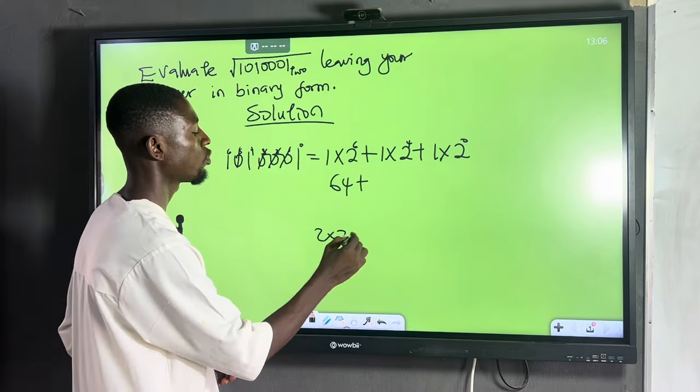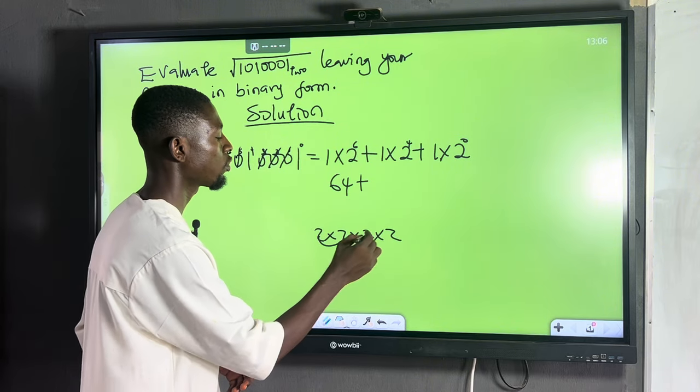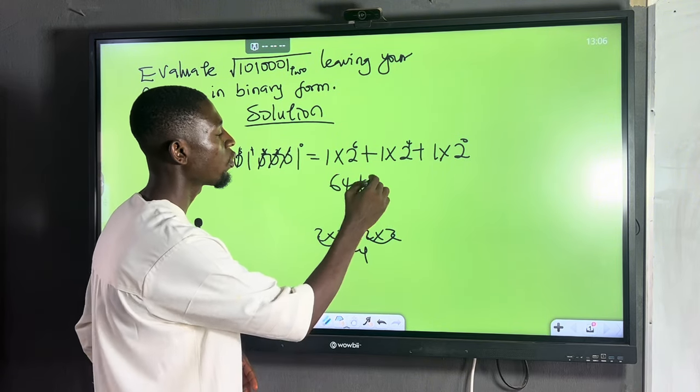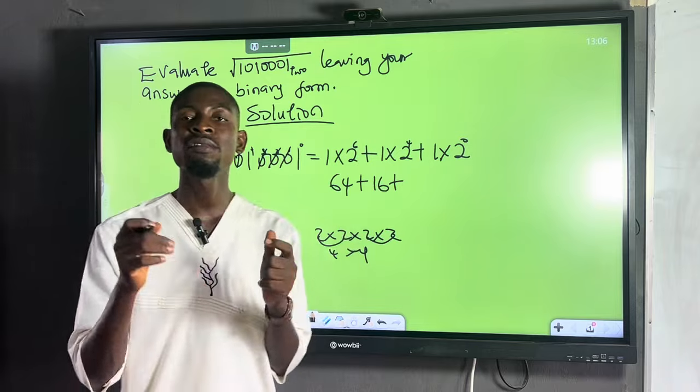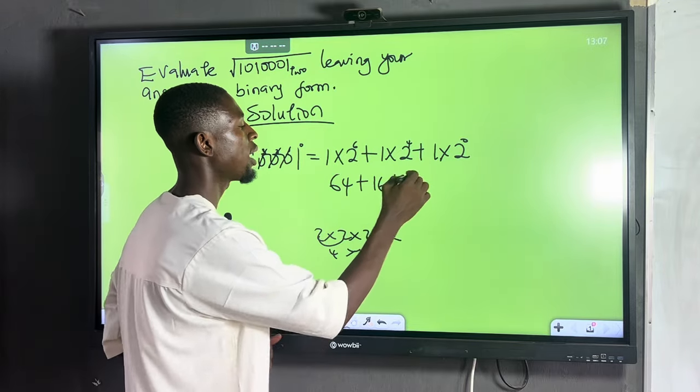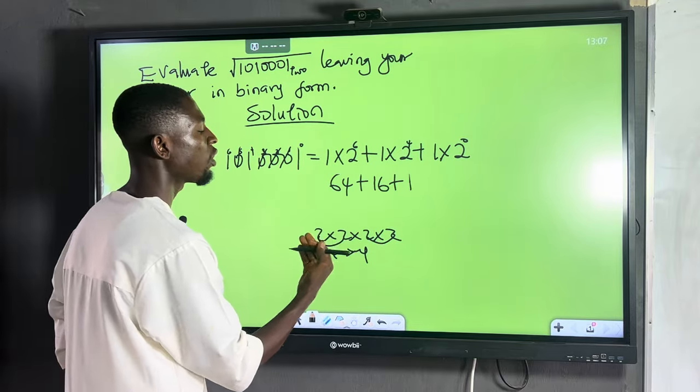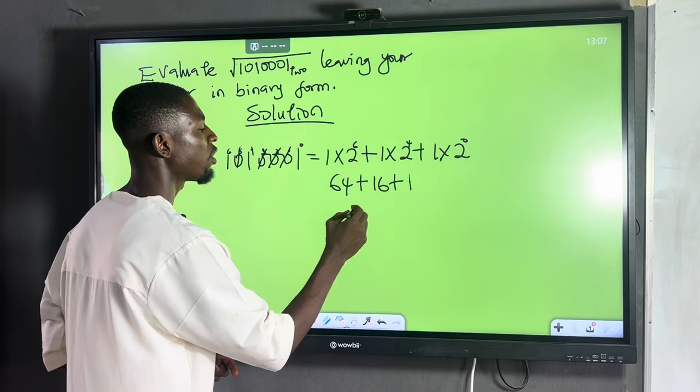This is 2 times 2 times 2 times 2. 2 times 2 is 4, 2 times 2 is 4, 4 times 4 is 16. So we have 16, plus any number raised to the power 0 is 1. 1 times 1 is 1. So now if you add these two numbers, it will give us 80. 80 plus 1 will give us 81.